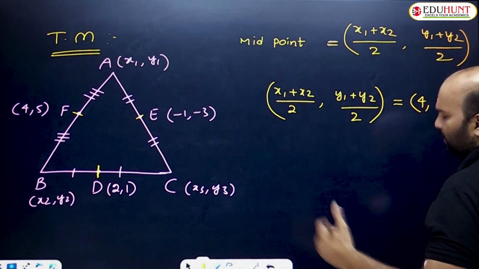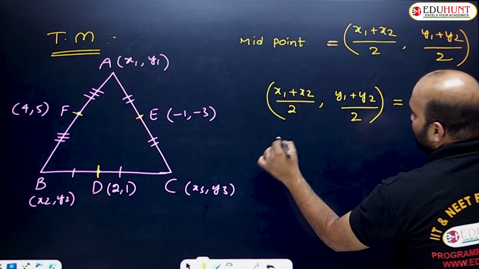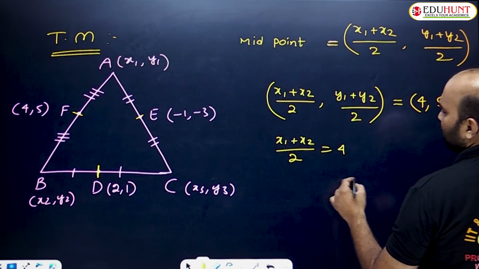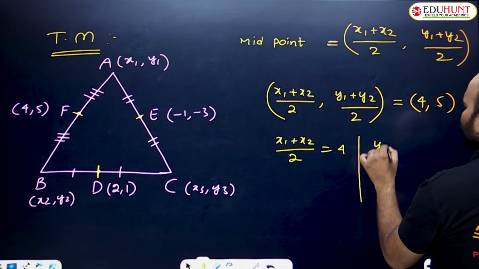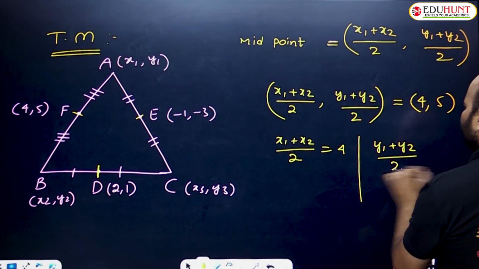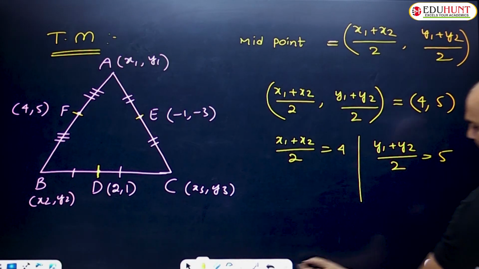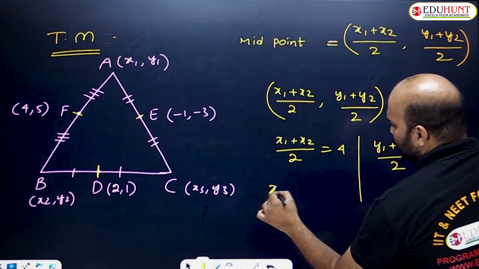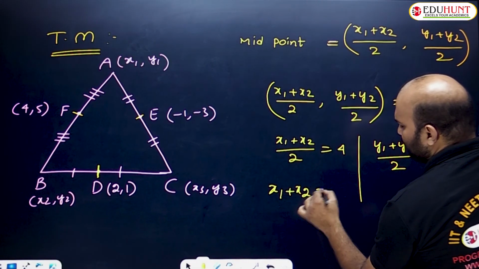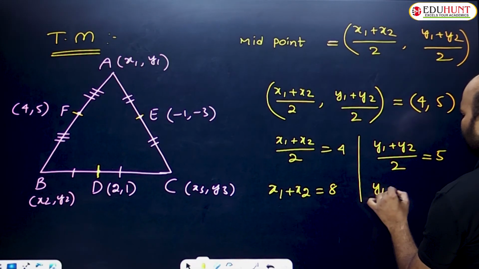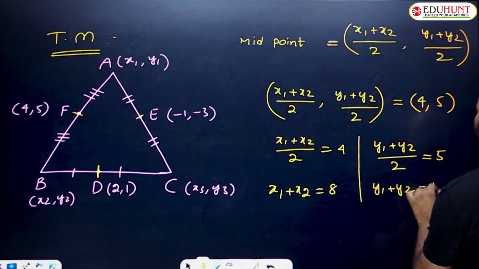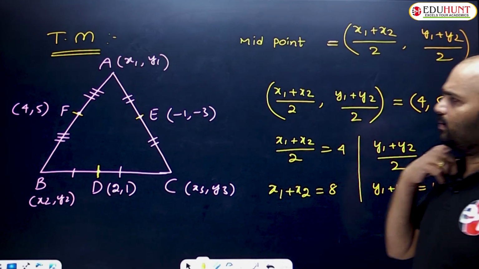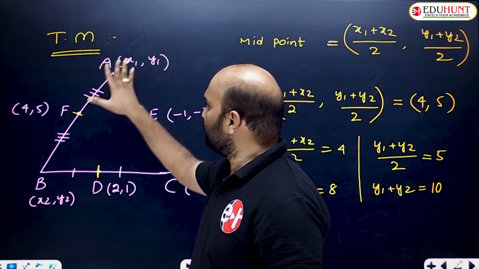By comparing the terms, x1 plus x2 by 2 equals 4. What is the second one? The second coordinates: y1 plus y2 by 2 equals 5. According to cross multiplication, x1 plus x2 equals 4 twos are 8, y1 plus y2 equals 2 fives are 10. Clear? So these are the equations. Two equations are obtained by using the midpoint between A and B.